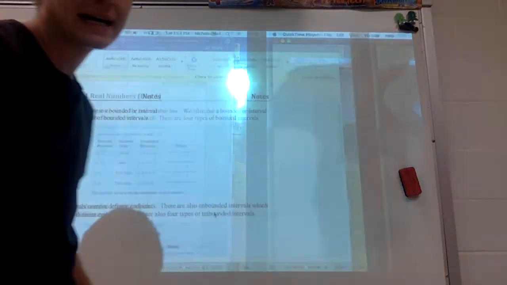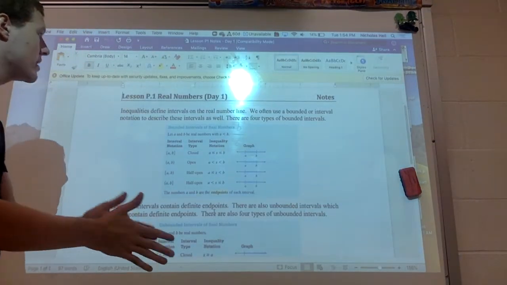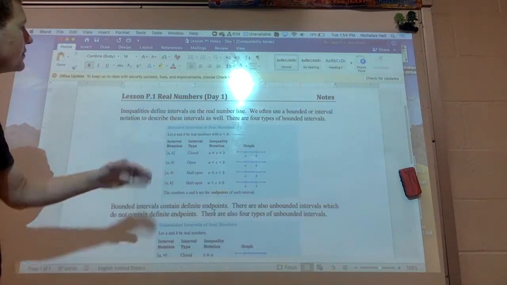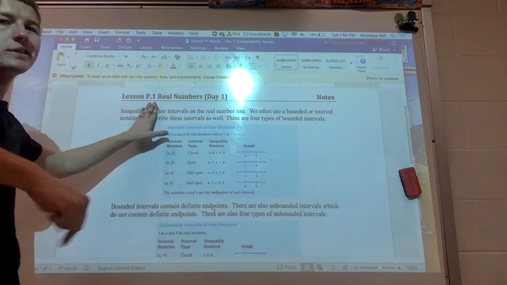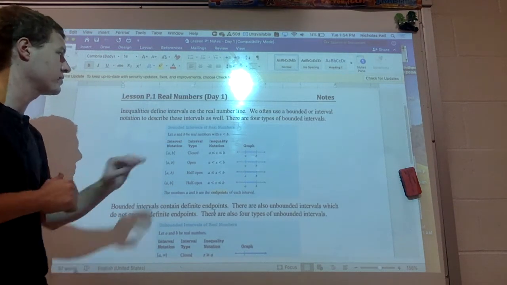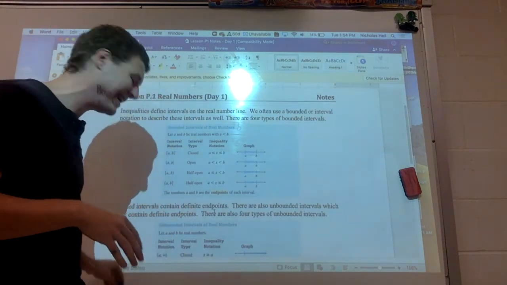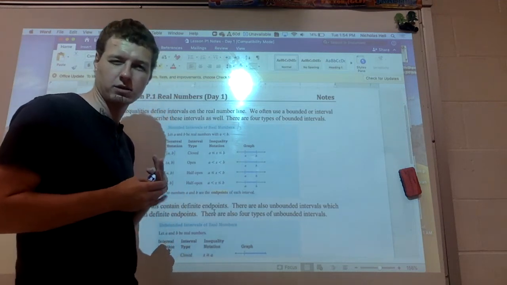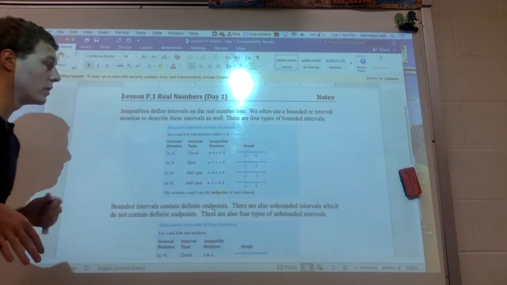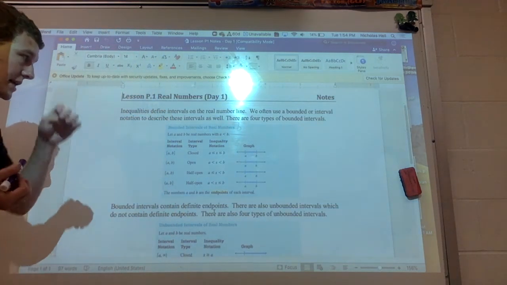Right, this is our last section of notes before the first major test. So we've got lesson P1. This is actually going to be the first section of your prerequisite test, which is on just real numbers, but it really gets into the interval notation that I had talked about on one of the first days. So this is just how we're going to formalize it.